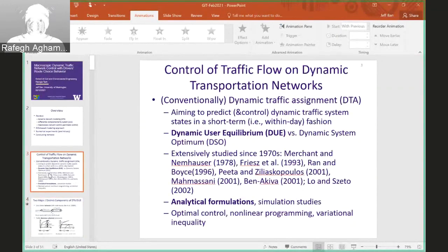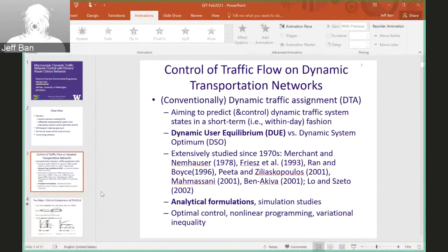Okay, I'm here just trying to give a very brief literature review about dynamic network modeling or control of traffic flow. Conventionally we call them DTA problems, with DUE or DSO as two principles to guide the formulation of the problem. It's very well studied since the 1970s. I started from this paper by Merchant and Nemhauser, 1978. I think one of them was from Georgia Tech.